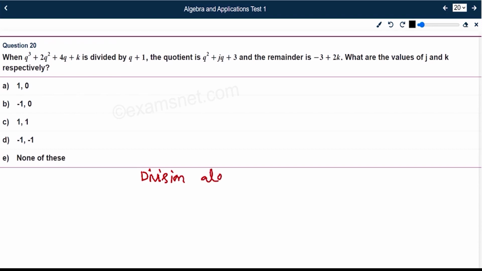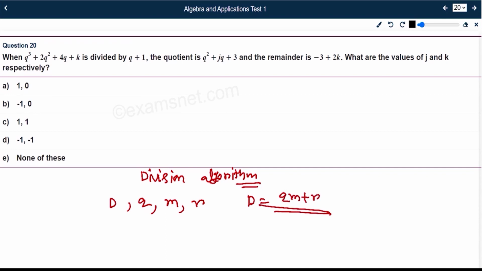Division algorithm. What does it state? Let's say D is the dividend, Q is the divisor, M is the quotient and R is the remainder. So what will be the relationship between them? That is D equals QM plus R.